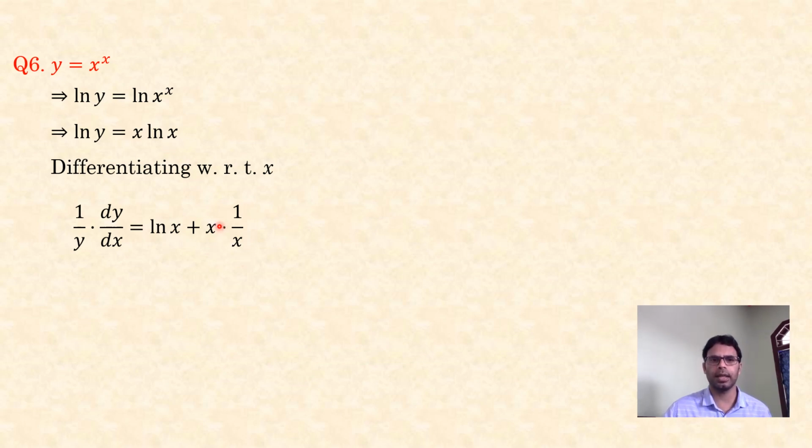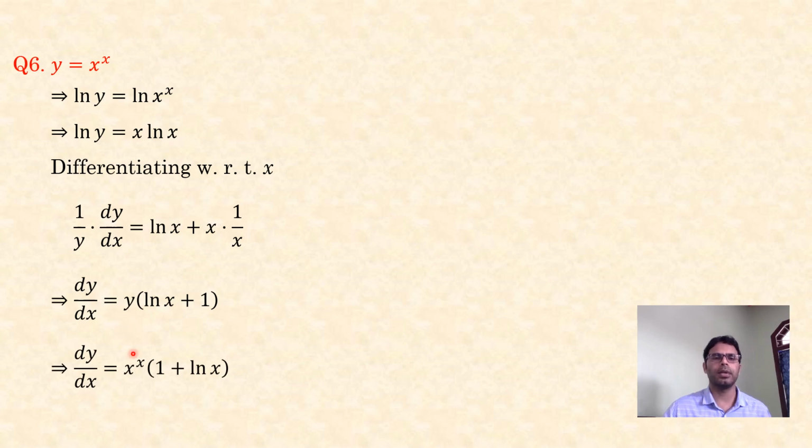So this x will cancel and y will go to the right hand side as cross product. So dy/dx is equal to y into log x plus 1, since this x is cancelled. Finally you replace the value of y here, x to the power x. So dy/dx is equal to x to the power x into 1 plus log x. So that is the solution for the question.